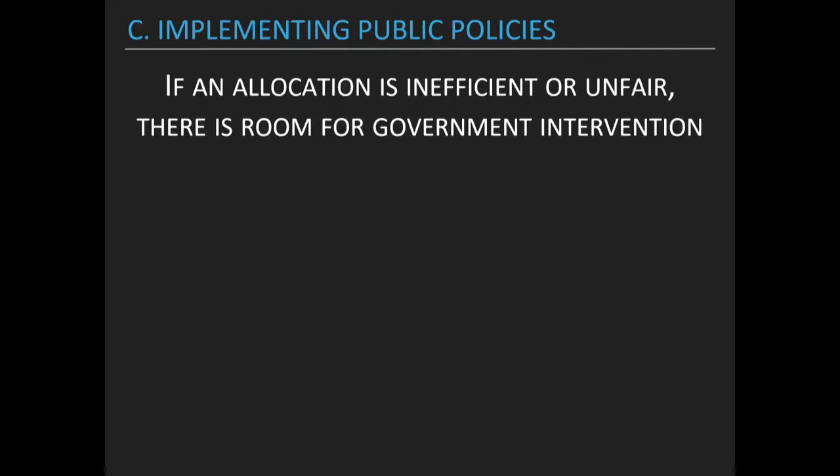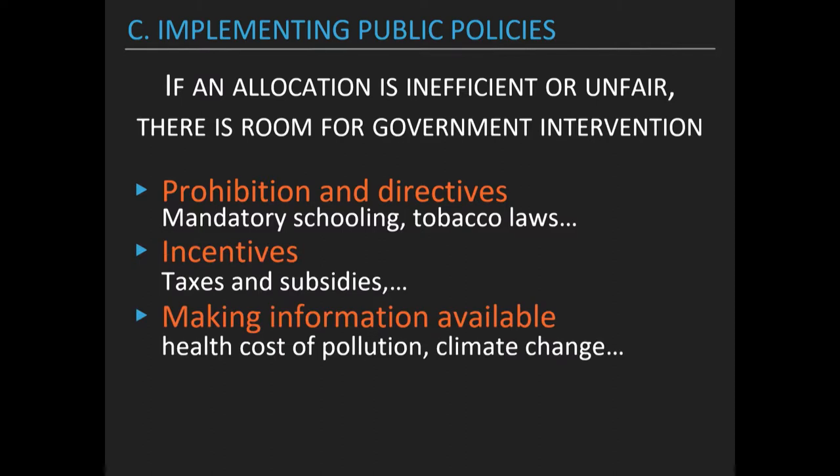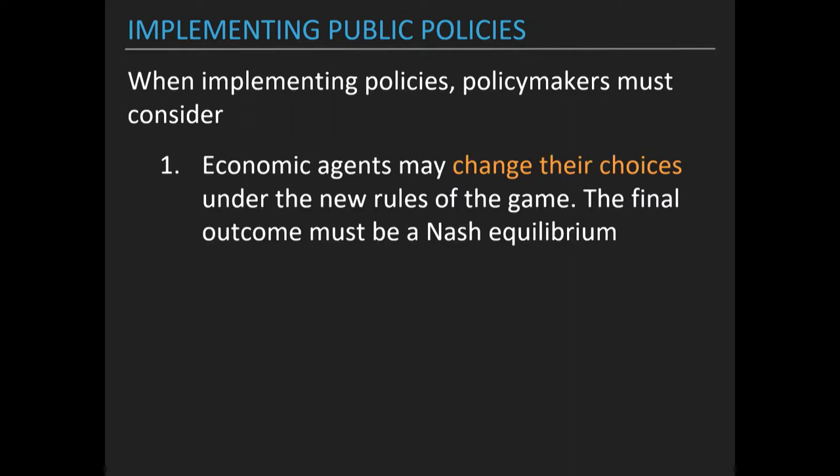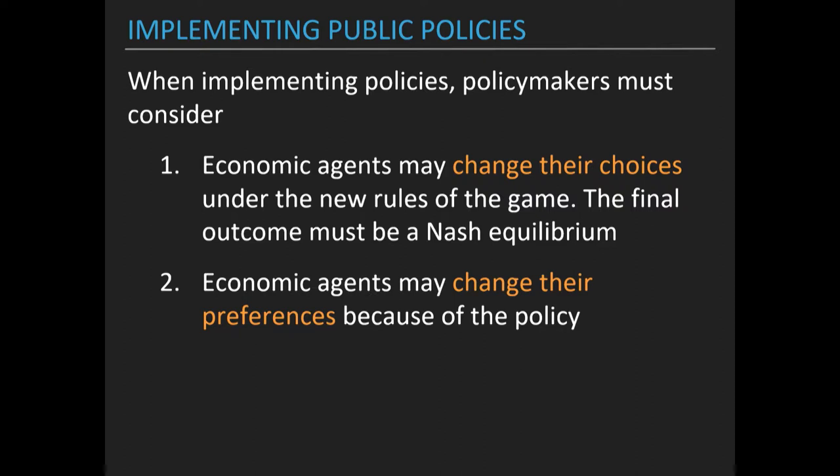How do we connect this with the public sector? Well, if an allocation is inefficient or unfair, if it's not desirable, then there is room for government intervention. Governments can intervene by prohibiting or giving directives, creating incentives, mostly taxes and subsidies, or making information available. What is important, and this is the key contribution of this section in the book, is that when implementing policies, governments need to take into account that economic agents may change their choices because of the policy, and they may change their preferences because of the policy.